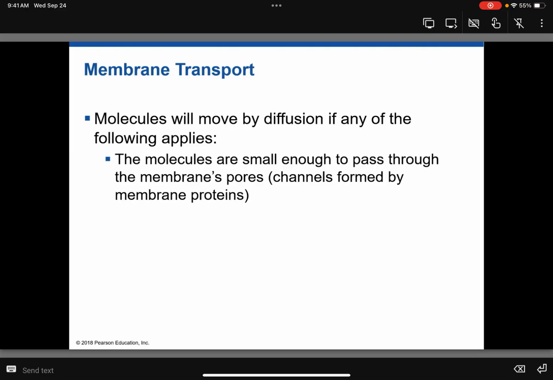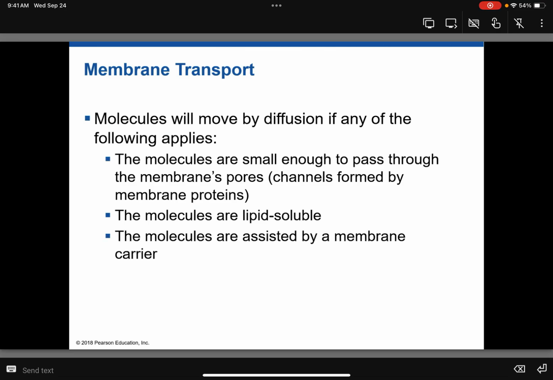So diffusion in cells will happen if molecules are small enough to pass through the membrane's pores, if the molecules are lipid soluble, and if the molecules are assisted by a membrane carrier.